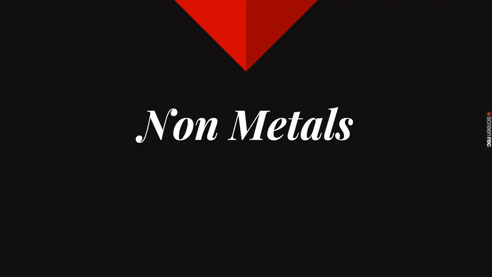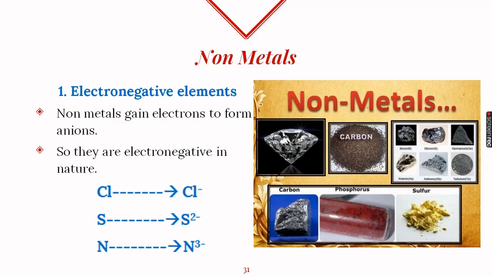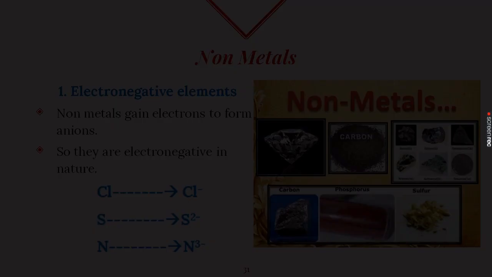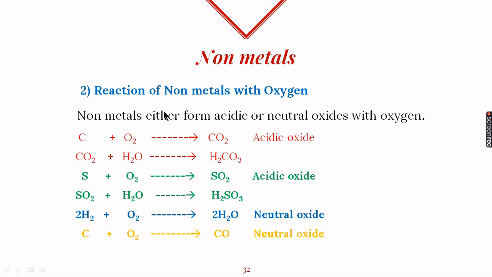We will now study the chemical properties of nonmetals. Nonmetals are electronegative, which means that they gain electrons to form anions and become stable. So these three examples I have given: chlorine gains 1, sulfur gains 2, and nitrogen gains 3 electrons to form anions and become stable. Just like metals, nonmetals also react with oxygen.